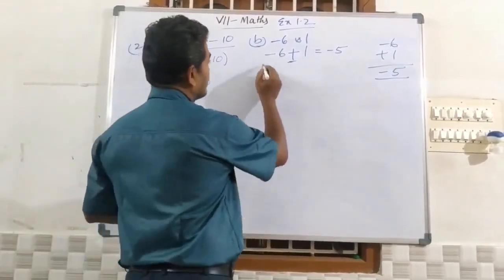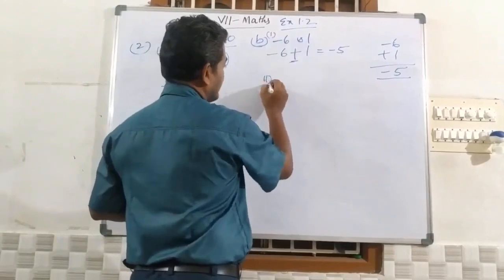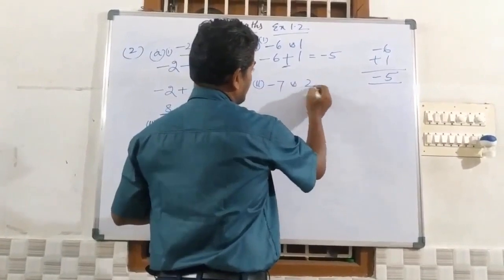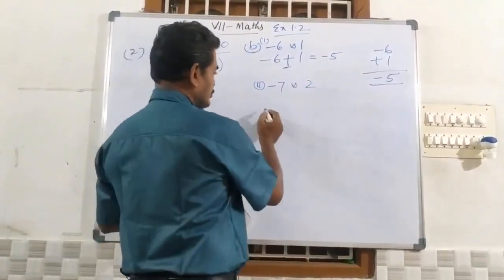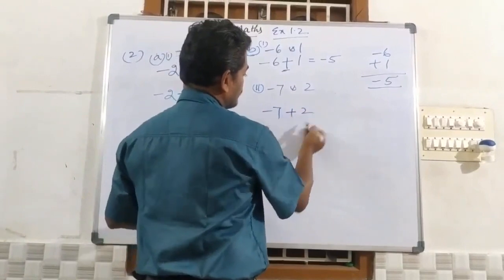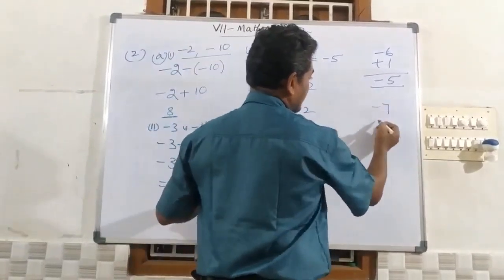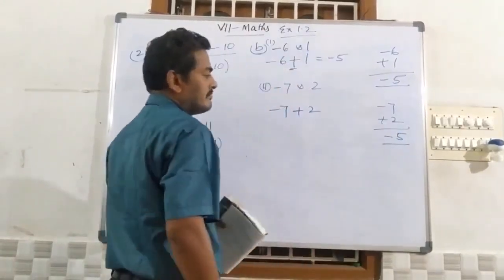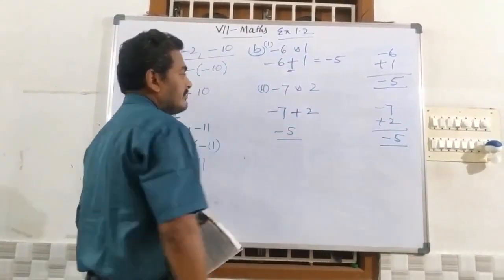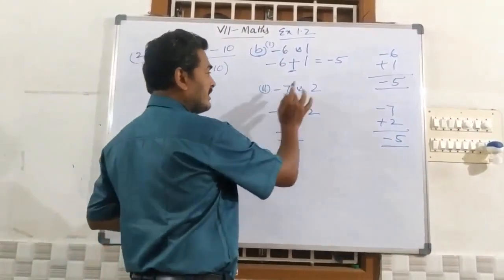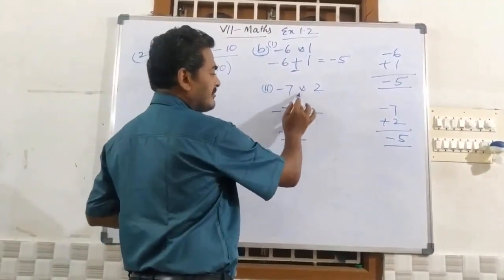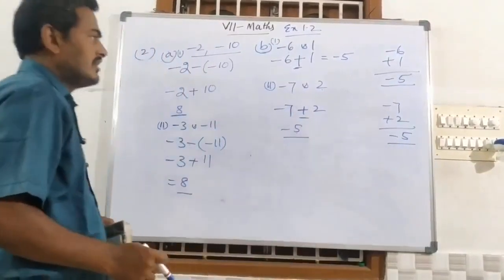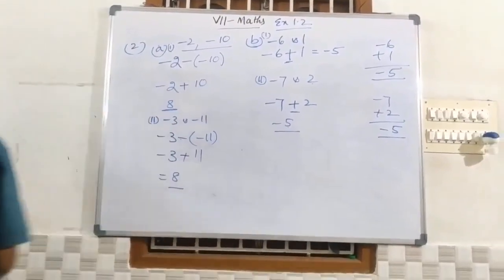This is the first example, and the second example is minus 7 and 2. Minus 7 plus 2: 7 minus 2 is 5, and the greater number has the minus symbol, so minus 5. So I have taken one negative number and a positive number whose sum is, when I add these two, minus 5. Like this, we can write any number of examples.